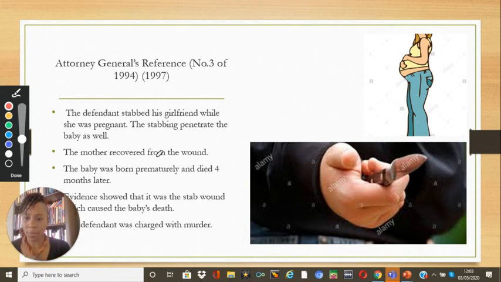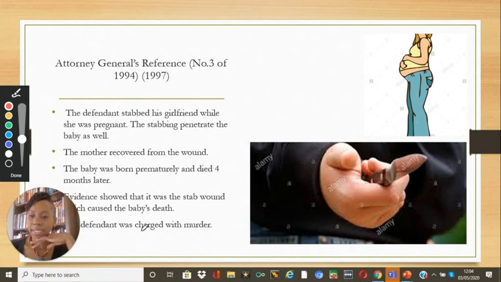So the baby ended up dying, before he or she, I don't know if it was a boy or girl, was due to be born, and the baby died 4 months later. Now, evidence showed that it was a stab wound which caused the baby's death. And the defendant was charged with murder. Now, pay attention to your language. When we say charge, it doesn't mean that he's been to court yet. We're talking about what he was taken to court for. So he's charged with murder and he goes into court.